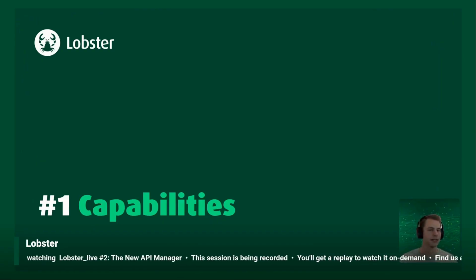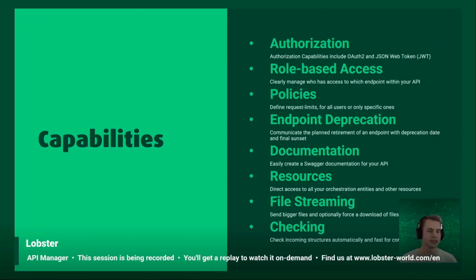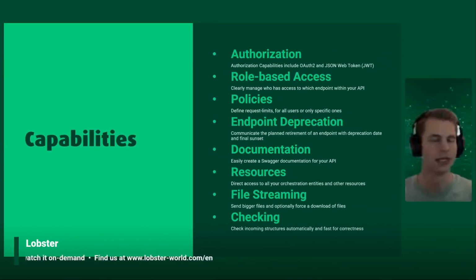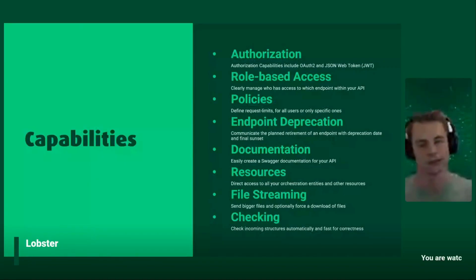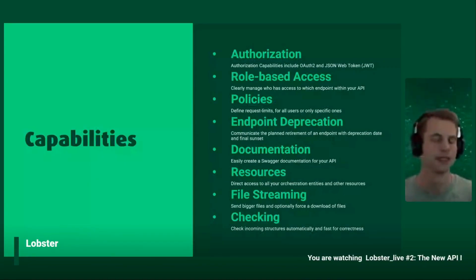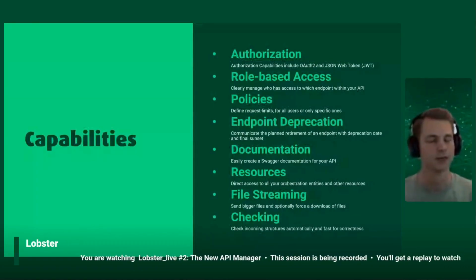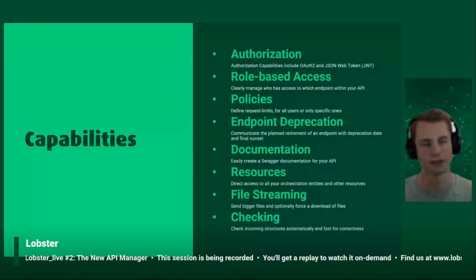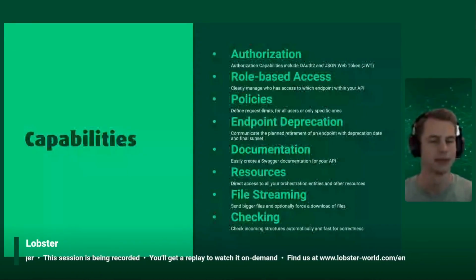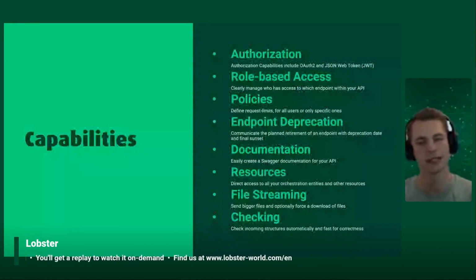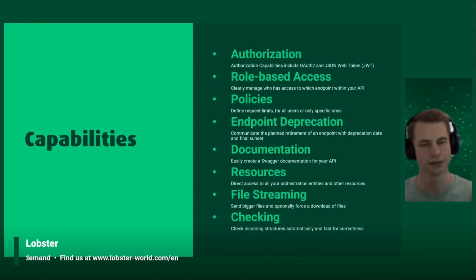First up, of course, we have authorization. You can authorize using OAuth2 or JSON Web Token, as you probably used to from profiles as well. We also have role-based access, so you can define and manage who has access to which endpoint within your API. We also now have policies, so you can define request limits, and you can even define them for specific user access only if you want to do that.